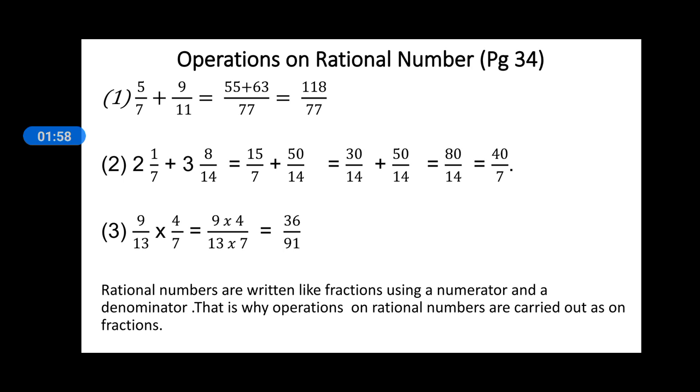On the same page, operations on rational numbers are done. The first one, 5 upon 7 plus 9 upon 11. There are a few examples given in your textbook. Around 6 sums are given. Rational numbers are written like fractions using a numerator and a denominator. That is why operations on rational numbers are carried out as on fractions.